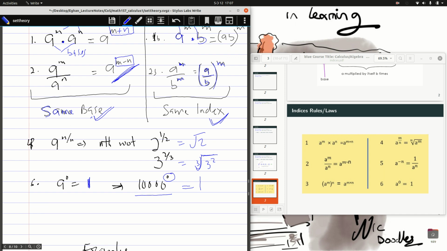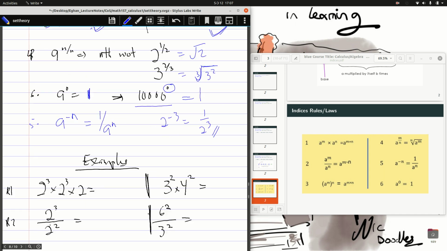I think I forgot one rule, that is rule 5, that says that a base to a negative index is 1 over that base and then the index. There's a reverse or reciprocal rule. So if I have 2 to the power negative 3, it is simply 1 over 2 to the power 3. That is it. Now let's take some examples.